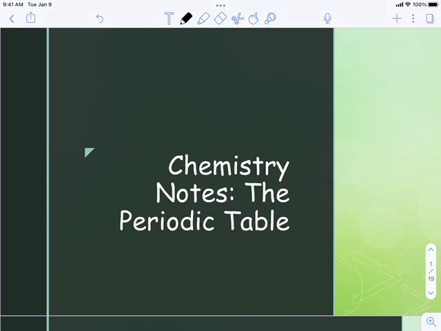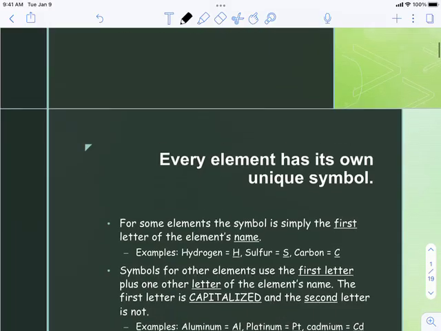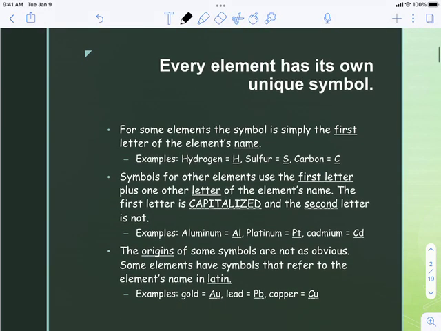The periodic table. You will notice on the periodic table that there are a bunch of boxes. In each box, there are symbols. These symbols represent elements. If an element has one letter to it, that letter will always be capitalized.